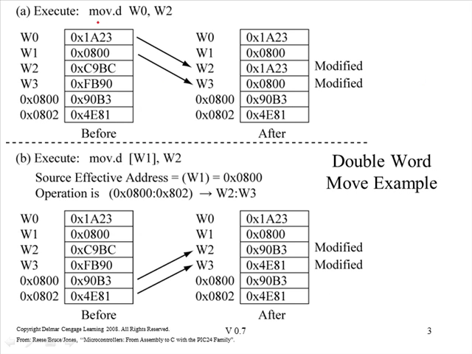Let's take a look at an example. This is going to be move.d W0 to W2. This is going to move the 32-bit values that are stored in W0 and W1 to the register pair W2 and W3. So after execution, W2 will have in it 1A23 and W3 will have in it 0800. Both of these addressing modes are register direct. If you use a register direct addressing mode, the register number must be an even number. This does a register to register copy.